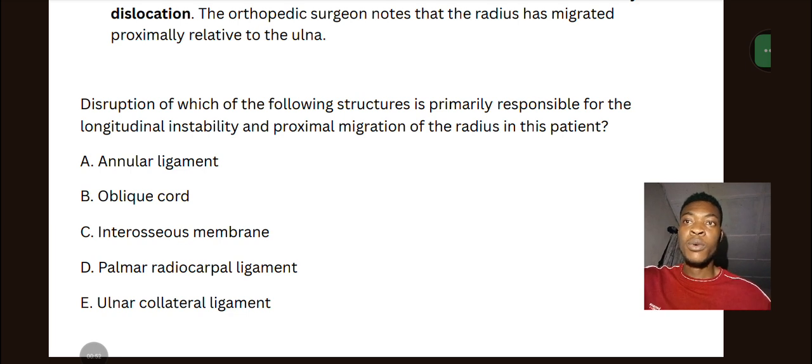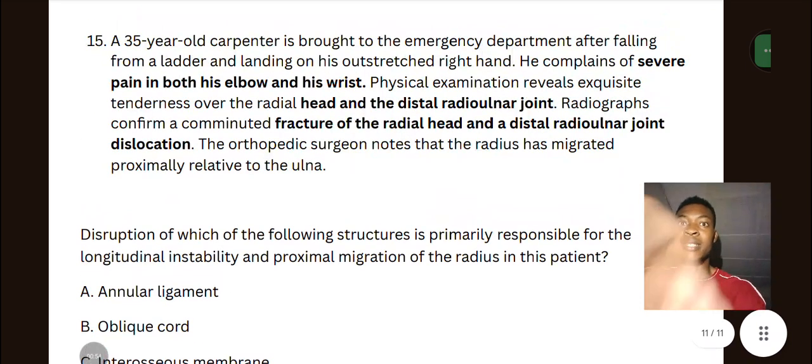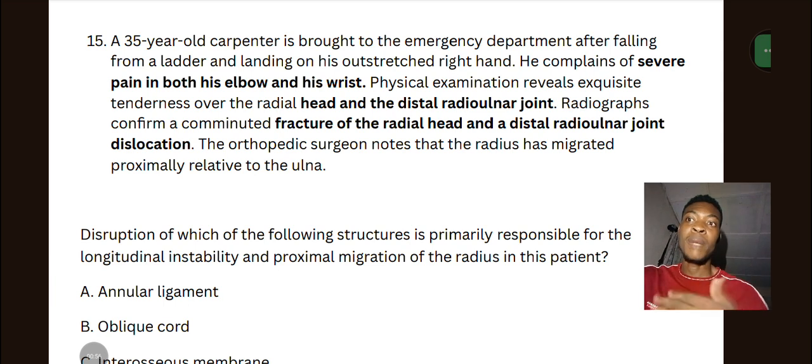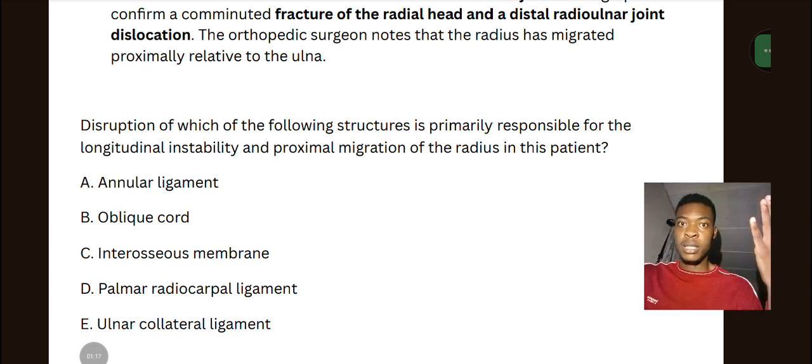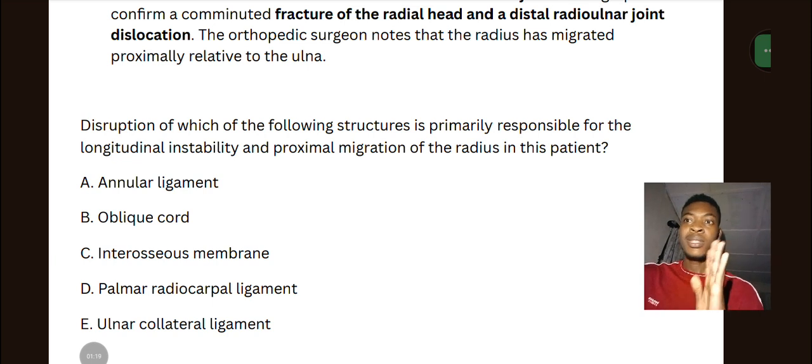So here we have four options. Well, what is the problem? We are looking at a dislocation of the ulna proximally. Okay, so let's look at the option annular ligament. This annular ligament holds the radial head in the radial notch of the ulna. It tries to hold them in place, okay? But it does not really stop the radius from dislocating, even though it's a ligament. So that can't be the answer.